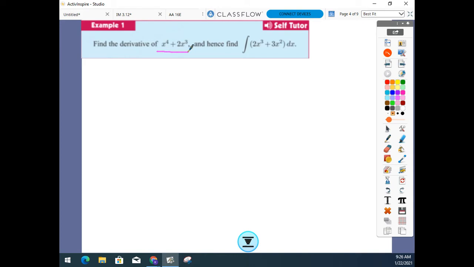Now, what this is saying, I don't agree with this part, and you're not really going to have to do this, but they're just saying if you take the derivative of x to the fourth plus 2x to the third, and it is kind of good to do the derivative and antiderivatives at the same time, so you get used to that. But the derivative, bring it down the power rule, subtract 1, multiply, subtract 1, that's the derivative. Hence just means we're going to use this information, but you don't need to really.